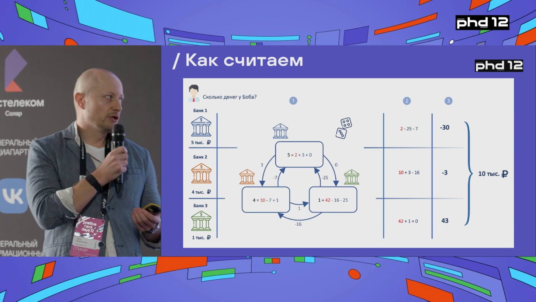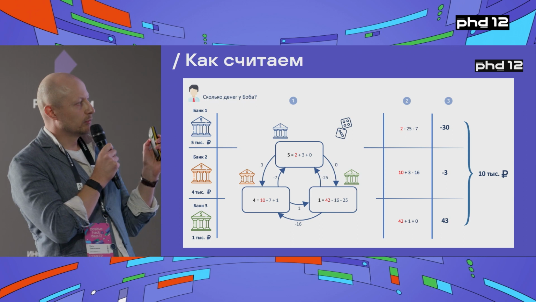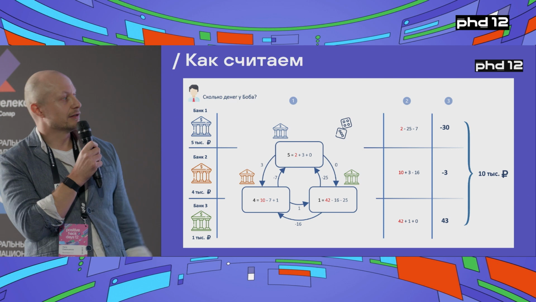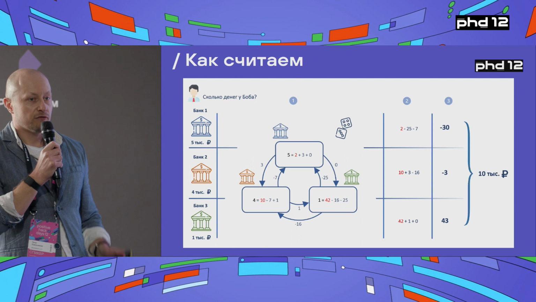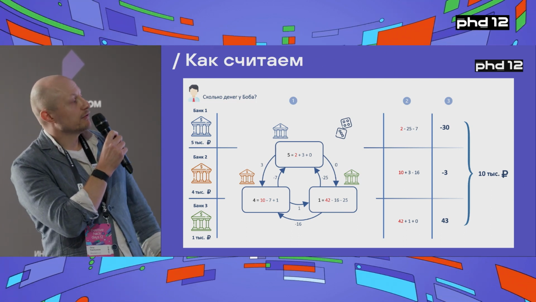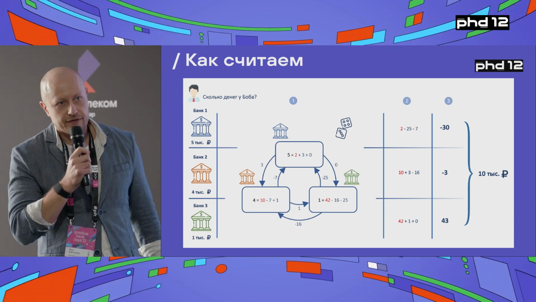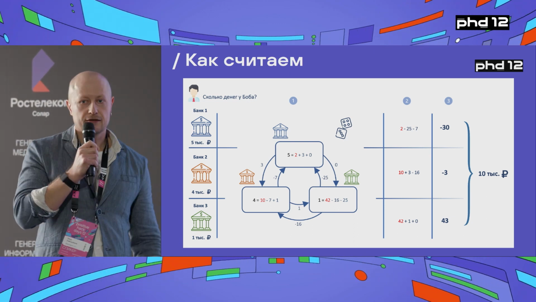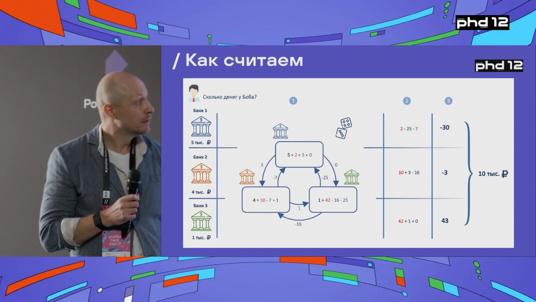And on the second step, each has 3 random numbers. You can't do anything with them, so they just sum them. On step 3, they have random numbers, and you can see that those 3 numbers sum to 10,000 rubles together. So if they shout out loud -30, -3, and 43, they can sum it up and say 10,000 rubles. So the task is solved. Random numbers are exchanged, but the result is correct.